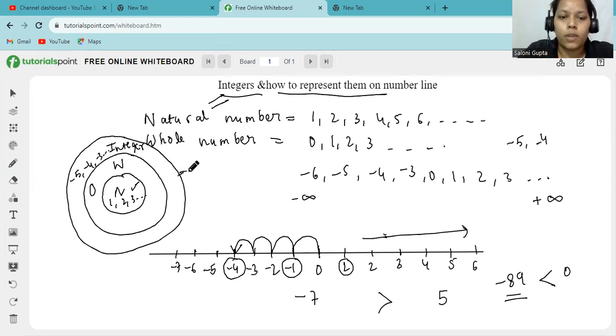So the question also comes like, are all the integers natural numbers? In true and false statements you will see this type of question. For this, the diagram will help you. So in this video we covered integers, how to represent them on the number line, natural numbers, whole numbers, how to compare, and this diagram. Please note it in your notebook. It will help you in solving the questions.